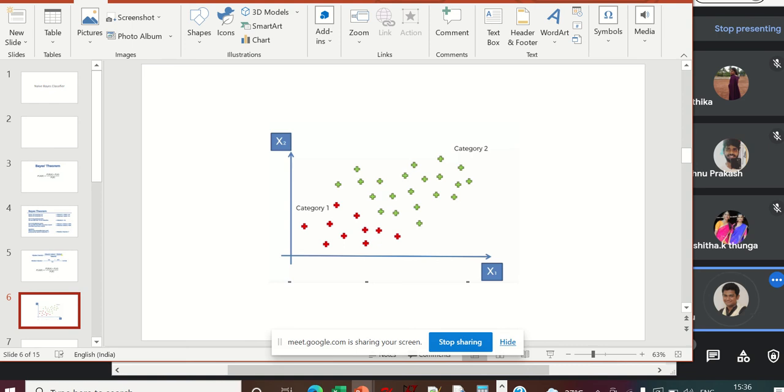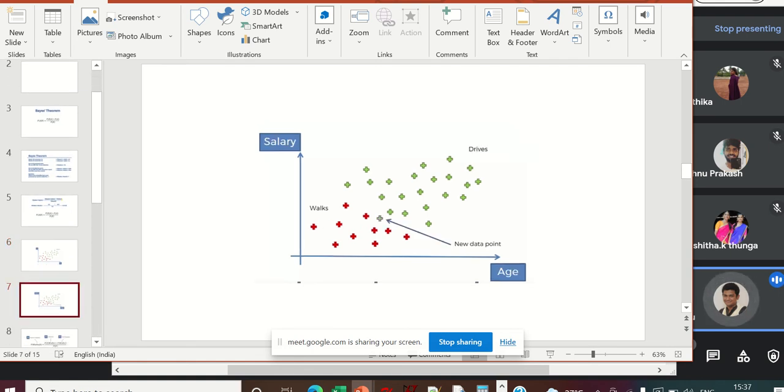Why will it come under a classifier? Defective or not defective, that's why it is a classifier. Classification can be done only on yes or no, true or false, defective or not defective, working or not working, that kind of thing. Here these are the two categories, defective and not defective.